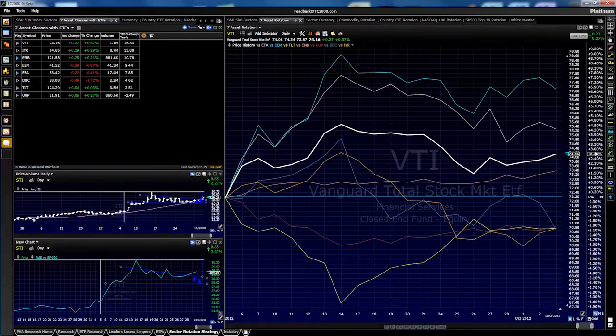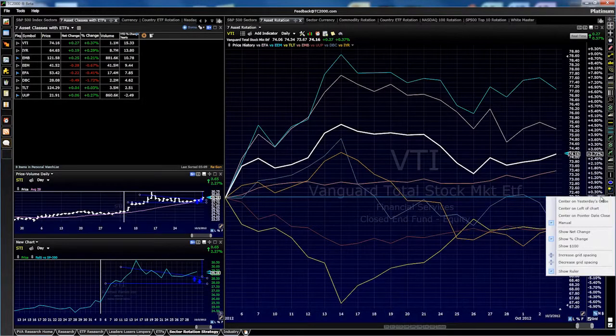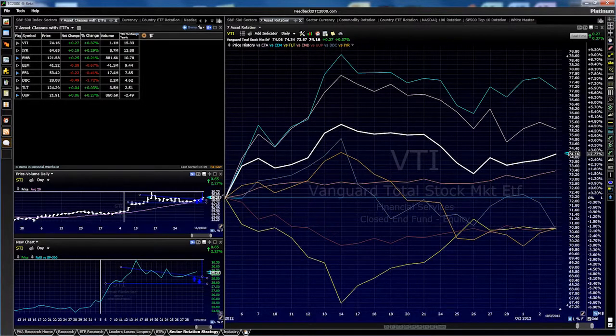In fact, I'll show you a quick setting here. You change this from manual to left side of chart, which is right there. It will always start on the left side of your chart at your pivot point. That's just beautiful.